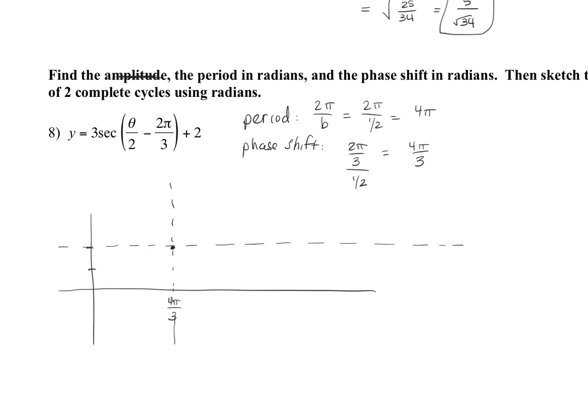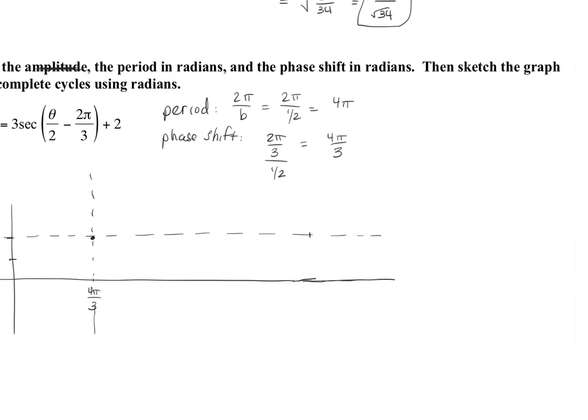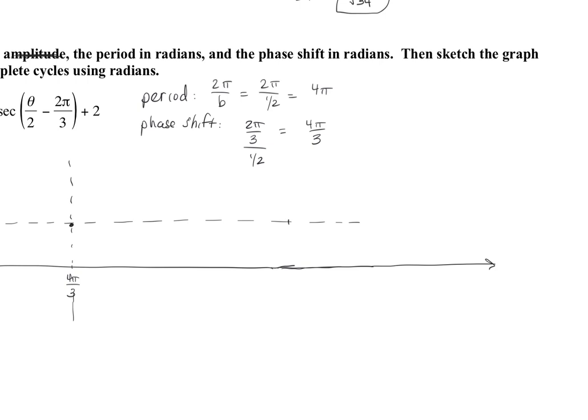And the period is 4 pi, so one cycle ends after 4 pi. And they want us to graph here 2 complete cycles. So we'll end another one out there.